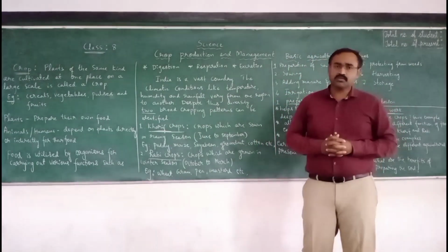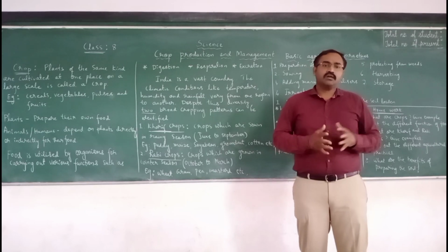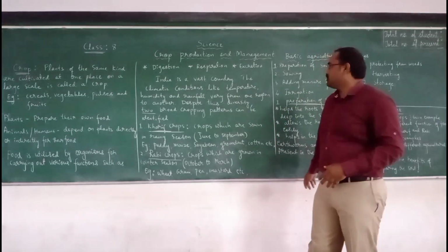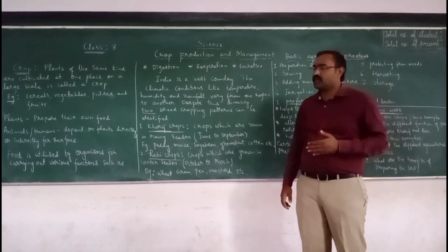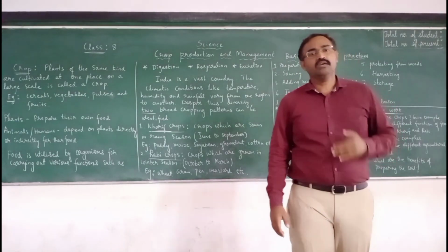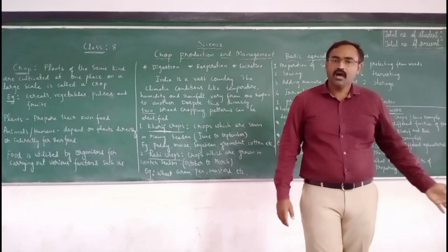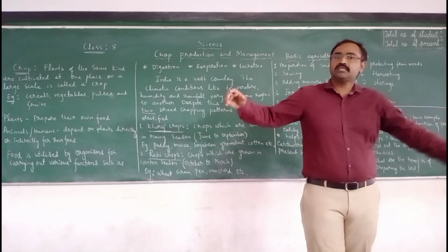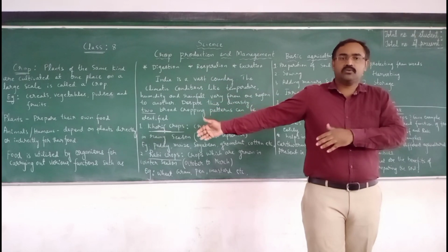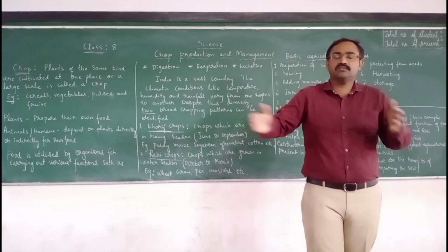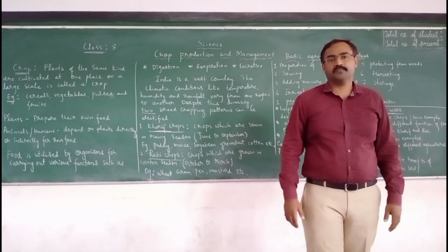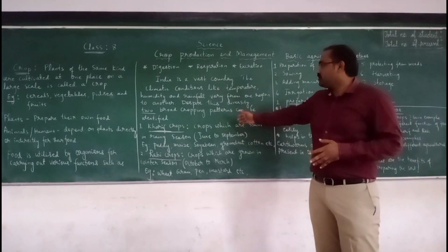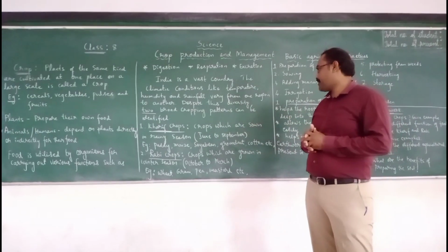Now, students, India is a vast country. The climatic conditions like temperature, humidity and rainfall vary from one place to another. In India, if it rains at one place, in some other parts it doesn't rain. So the season changes from one place to another, and depending on the season, we follow different cropping patterns.